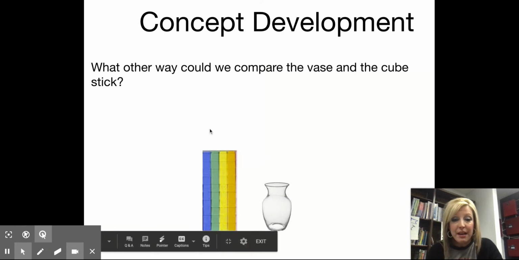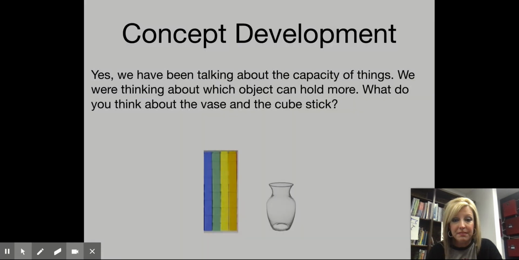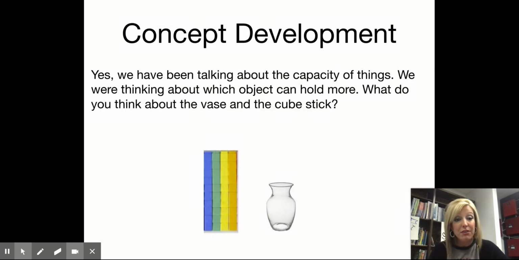What is another way we could compare the vase and the cube stick? Yes, we've been talking about capacity of things. We're thinking about which object can hold more. What do you think about the vase and the cube stick? Which one of those could hold more? Which one of them has a greater capacity?